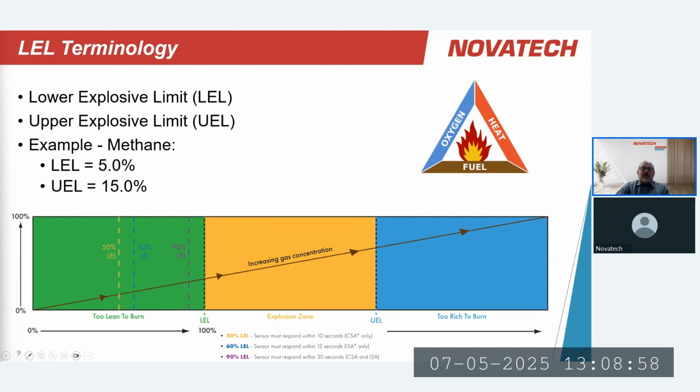So when we talk about LEL gas detectors, we're talking about gas detectors that are meant to operate in this green zone. We never want to reach this orange or yellow zone here. So we will set alarms as a function of LEL. Maybe it's 50% LEL, maybe it's 60% LEL, but these alarms would then trigger some kind of action, whether it's evacuation or shutting off valves or whatever it may be.